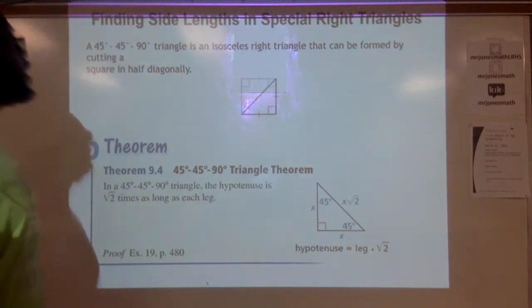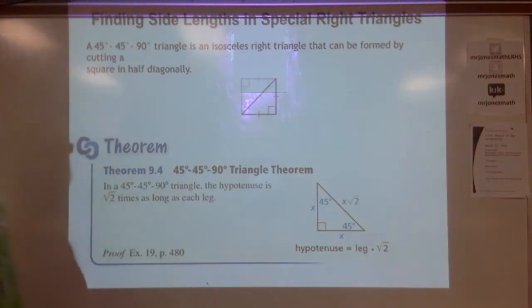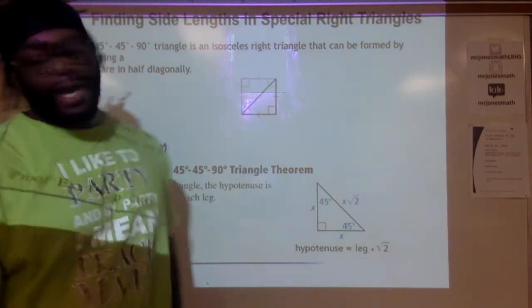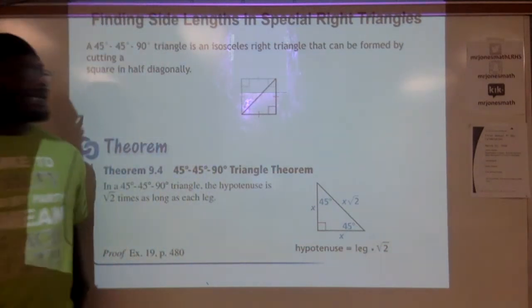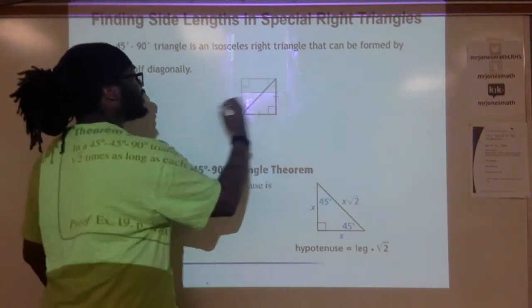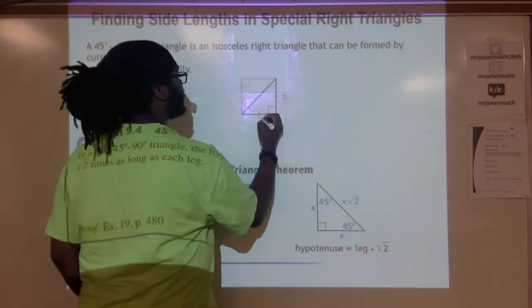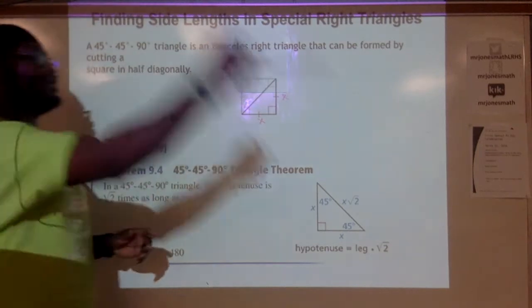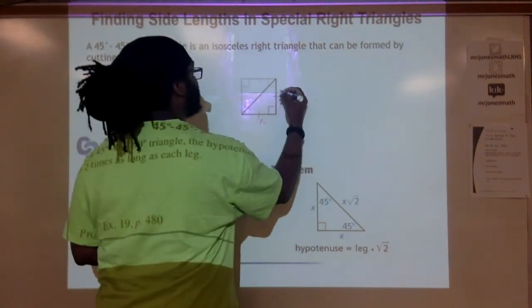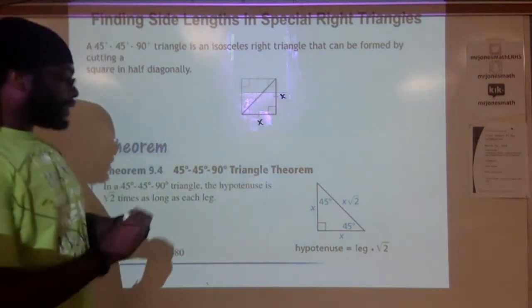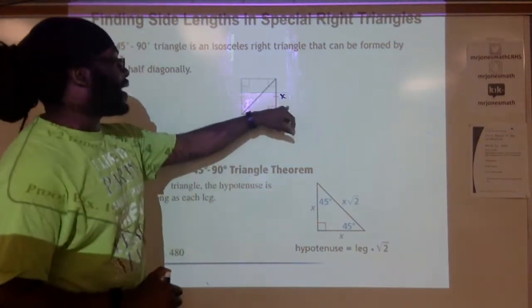All right, so the first of our special right triangles is a 45, 45, 90 triangle. It is an isosceles triangle, and it can be formed by cutting a square in half. Say, for instance, we have this square. We have X and X here.